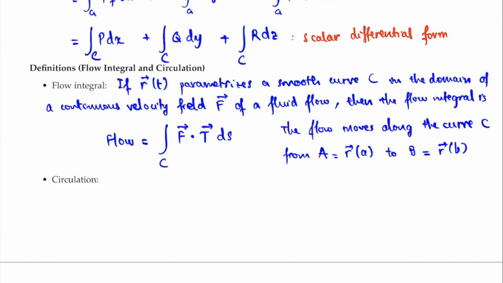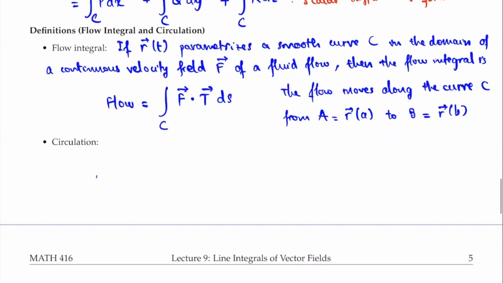Now, in a more specific context where you have a closed path, so that the starting point is equal to the closing point, you move along a circle, for example, or along an ellipse, something like that. Then the flow integral becomes a circulation. Okay. So a circulation is also using the same integral.